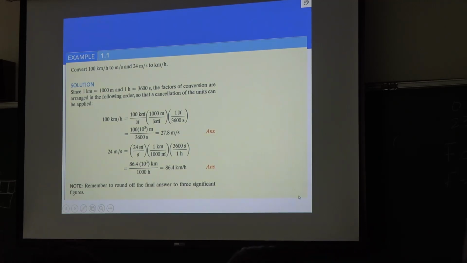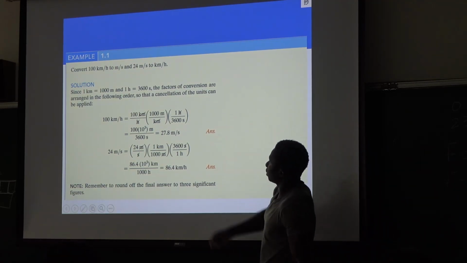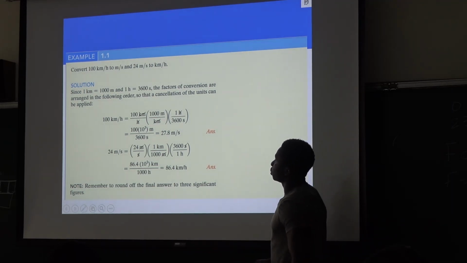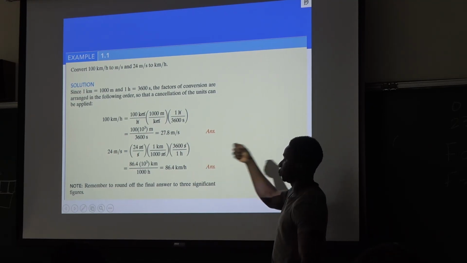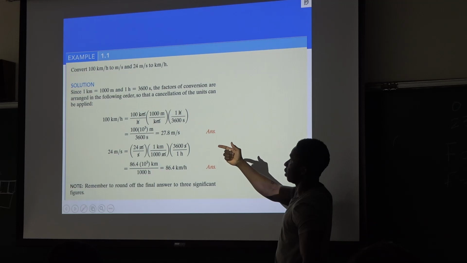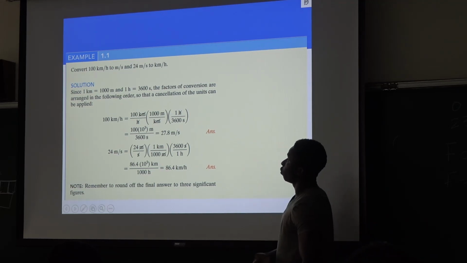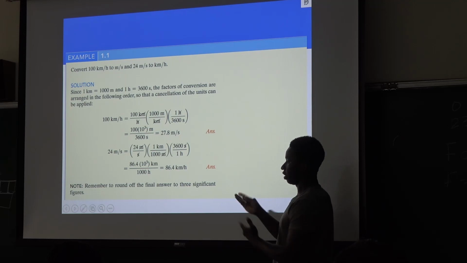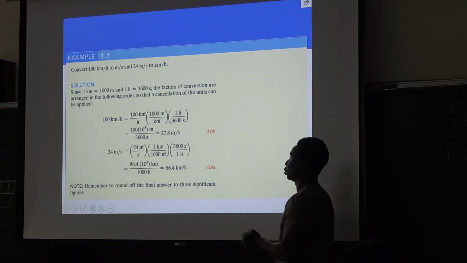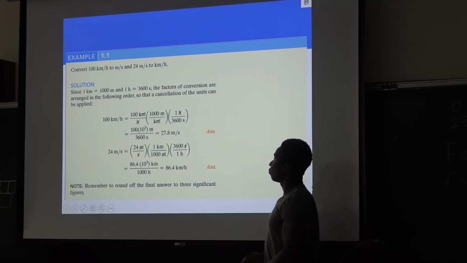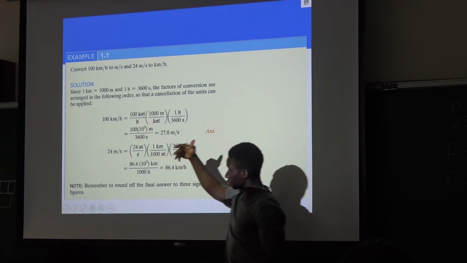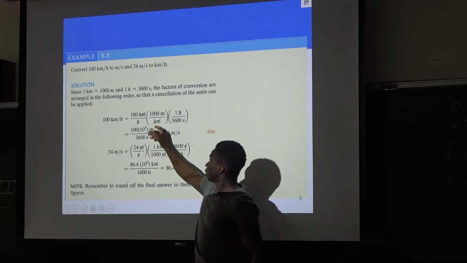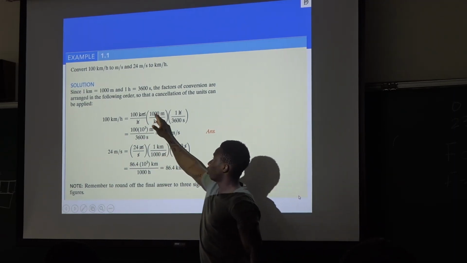Okay, so here is just a very basic thing. It's just trying to familiarize yourself on how to convert from one unit to the next. Convert 100 kilometers per hour to meters per second and 24 meters per second to kilometers per hour. I guess by now everyone should be pretty familiar with the unit conversion system, right? So we have 100 kilometers per hour, so we change the kilometer to meters, right? So 1,000 meters make 1 kilometer, so we get this here.